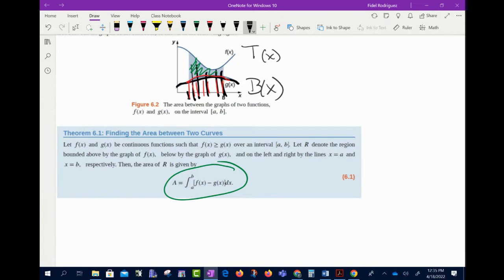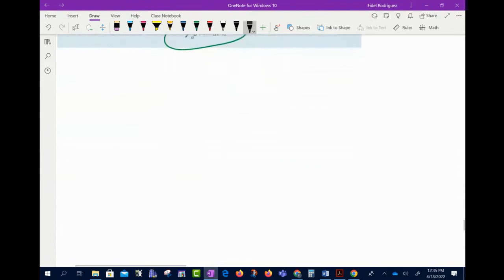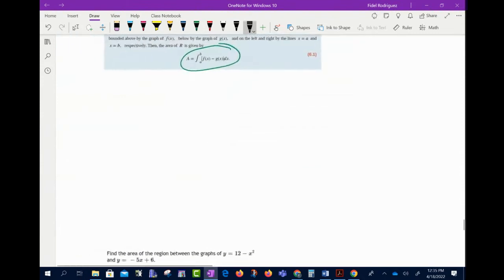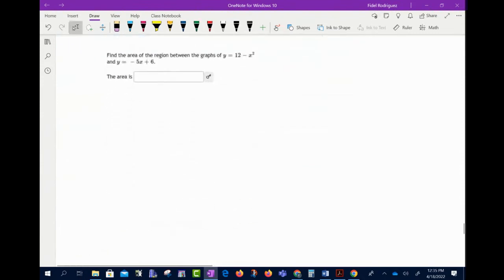So we really need to know which is going to be our top function and which is going to be our bottom function, okay? All right, so let's take a look here. Let's say we can't figure out some of this stuff, and here is my first problem. What we want to do is find the area of the region between the graphs y equals 12 minus x squared and y equals negative 5x plus 6.